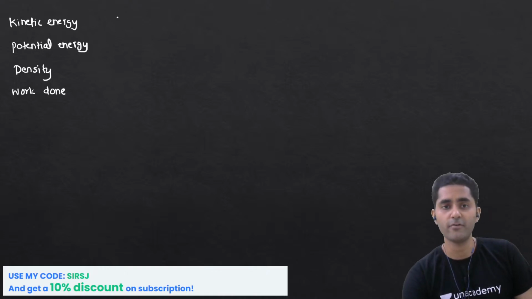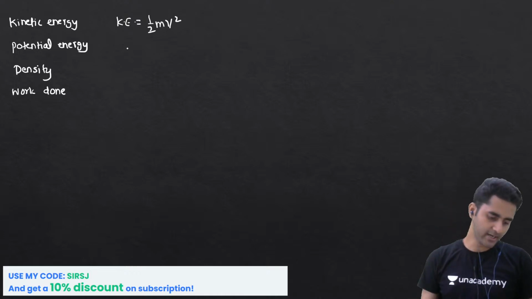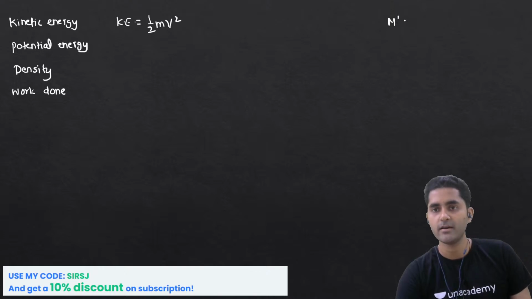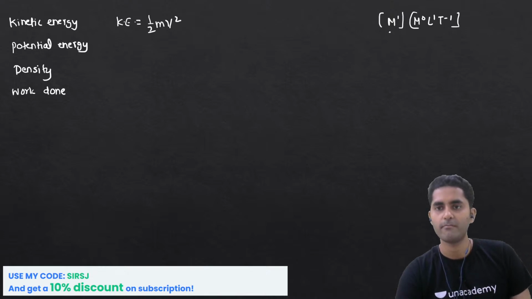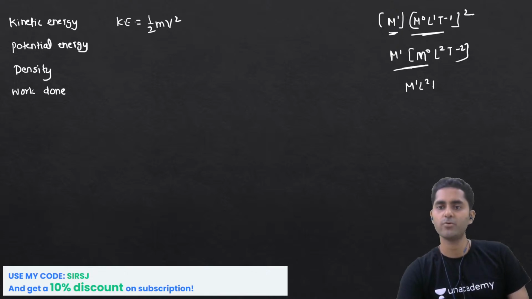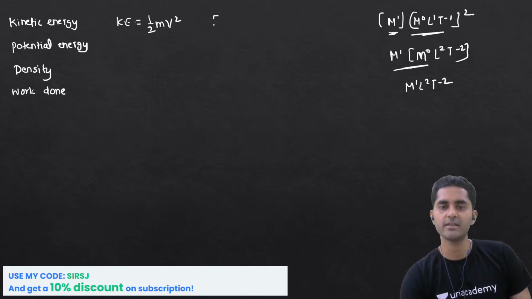Kinetic energy. What is the formula for kinetic energy? Come on, fast. Half mv square. See, the number doesn't have any dimension. Just leave it. Mass is M1, and the dimensions of velocity are M0 L1 T minus 1. Mass into velocity, but it is velocity square, so just square everything. It will be M0 L2 T minus 2. Now it will become M1 L2 T minus 2. The dimensions of kinetic energy are M1 L2 T minus 2.